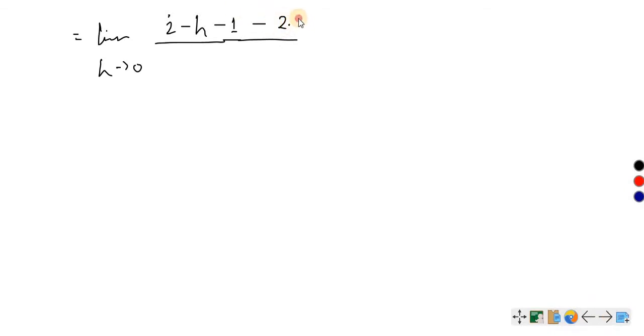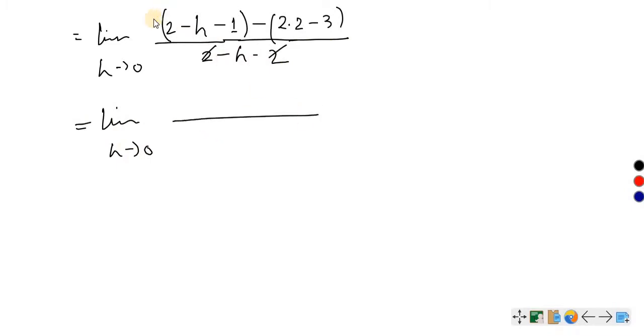Okay, so in place of f of 2 I will be writing 2 into 2, value of x, 2 into 2 minus 3, divided by 2 minus h minus 2. So here 2 will cancel out and we will be left with minus h only. So this can be further written as limit h tends to 0. Here we will be having 1 minus h, and here minus 4 plus 3, and here it is minus h.